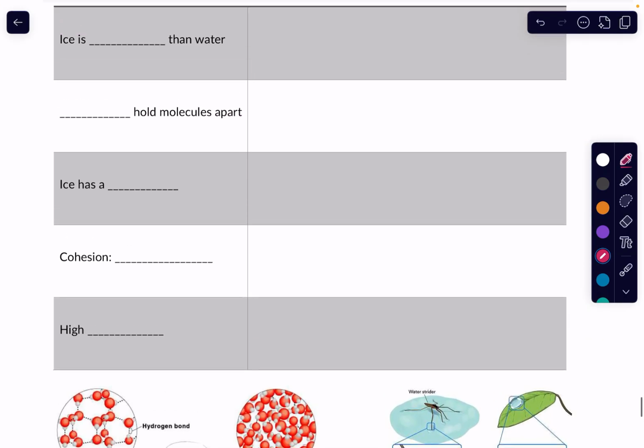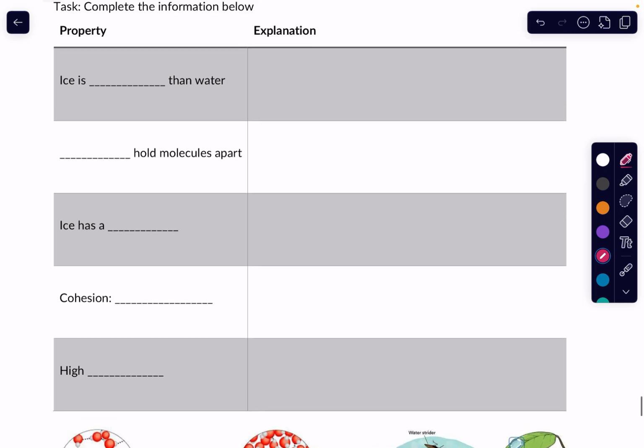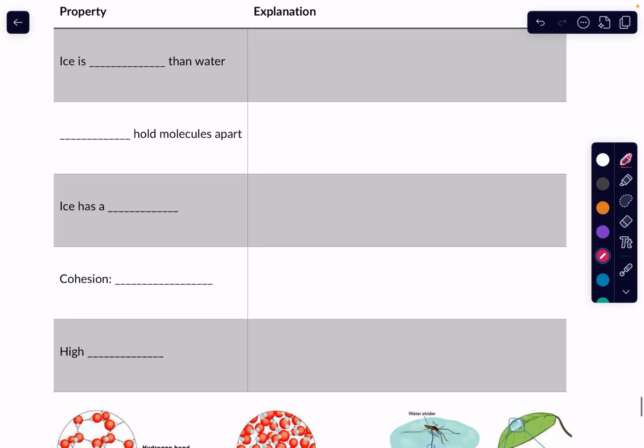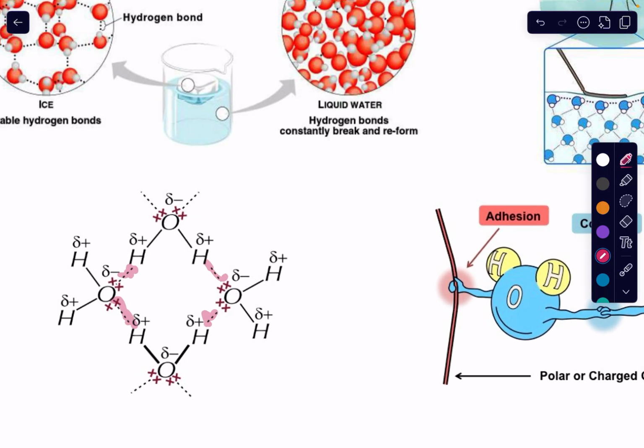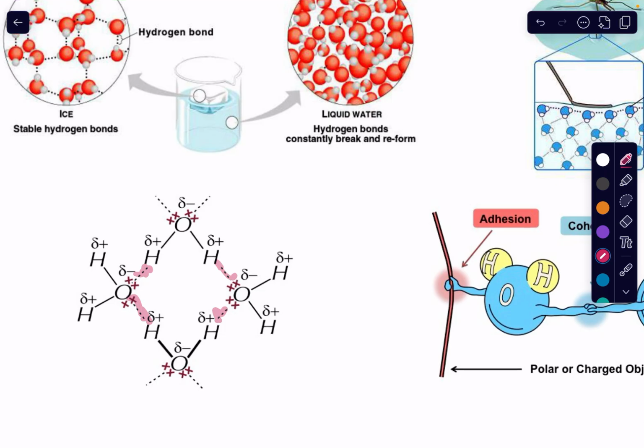So the ice is less dense than water. The reason being is those strong hydrogen bonds form a lattice that allows the water molecules to be less dense when solid. Simple as that. Now, the H bonds hold the molecules apart. H bonds are here because it's an OH. They're strong intermolecular forces, and they keep the ice molecules apart.